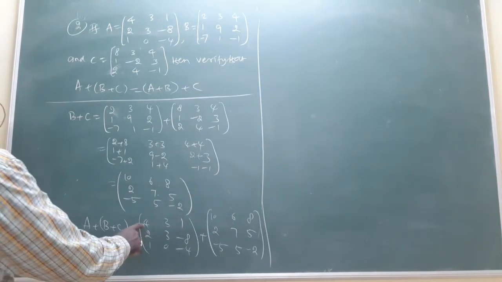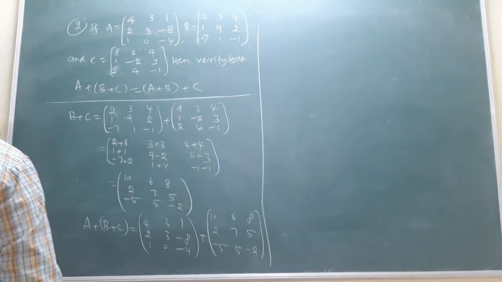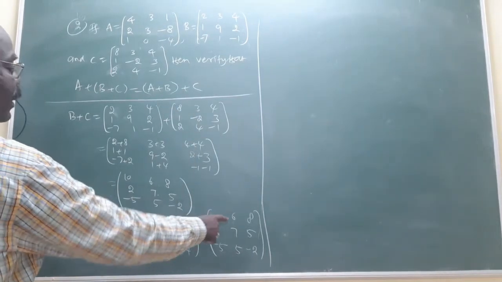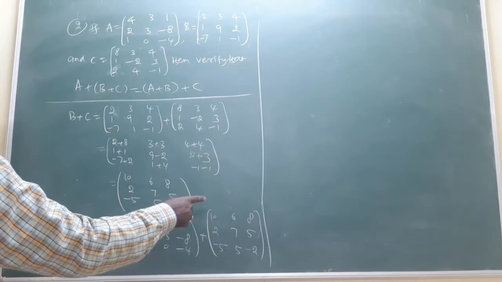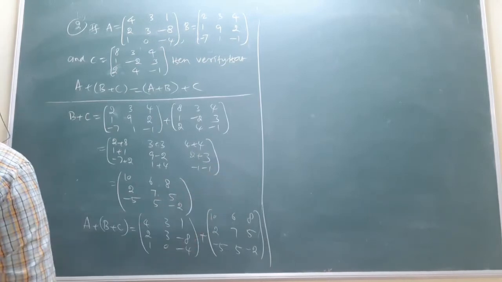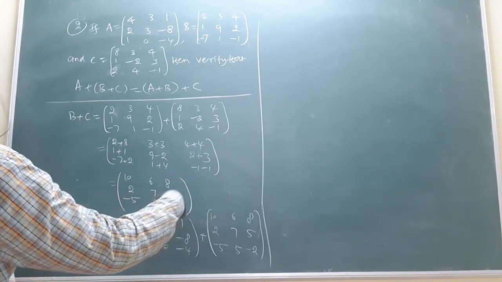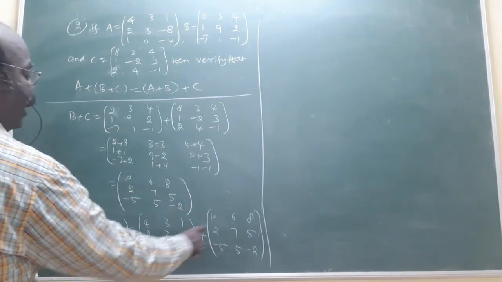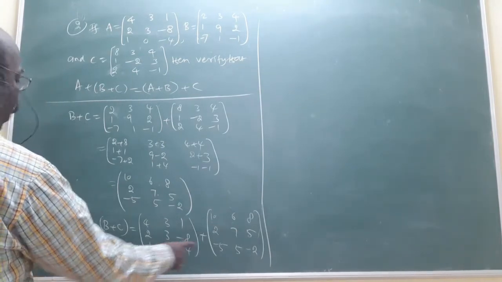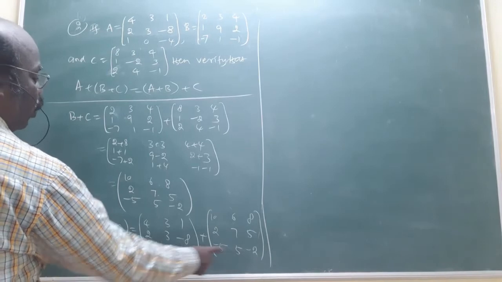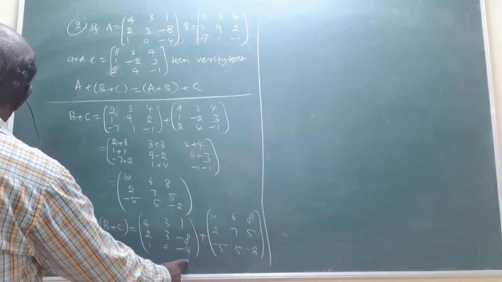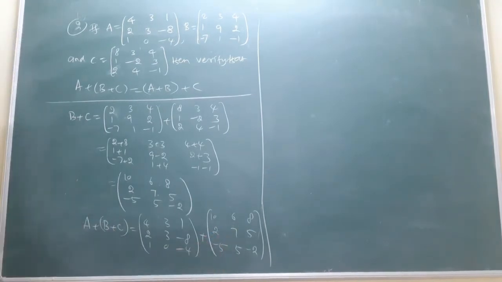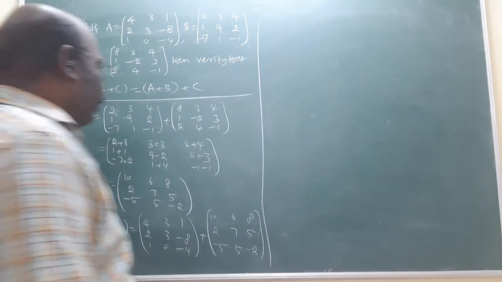The answer: 4 plus 10, 14. Next, 3 plus 6, 9. 1 plus 8, 9. 2 plus 2, 4. 3 plus 7, 10. Minus 8 plus 5, minus 3. 1 minus 5, minus 4. 0 plus 5, 5. Minus 4 minus 2, minus 6. In this way, you want adding both.